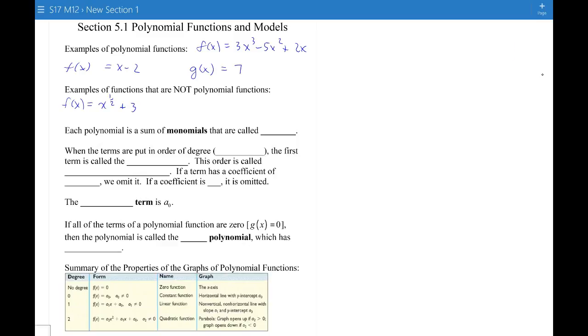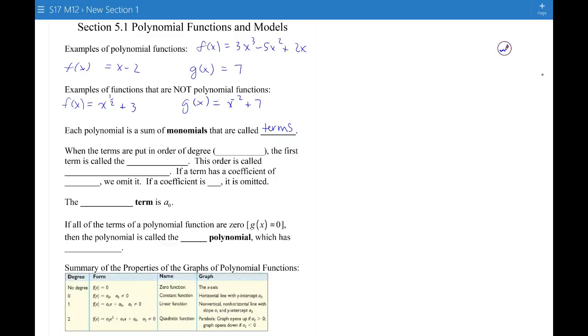Then examples of functions that are not polynomials. If you have a fraction exponent, or if you have a negative exponent, those are not polynomials. Their graphs are very different looking. So we're going to be just talking about polynomials. Each polynomial is a sum of monomials that are called terms. So each monomial that's a part of the polynomial is called a term.